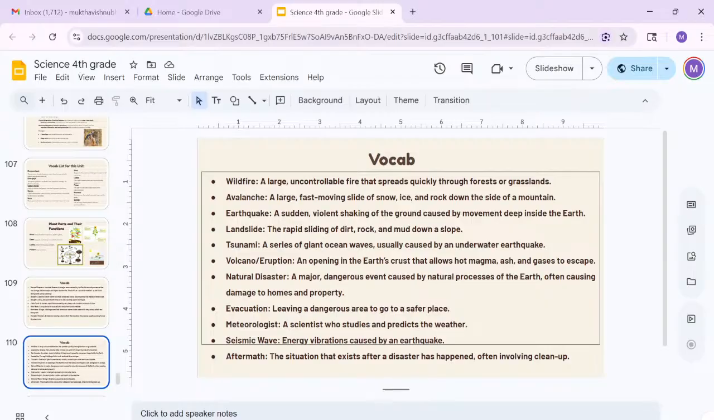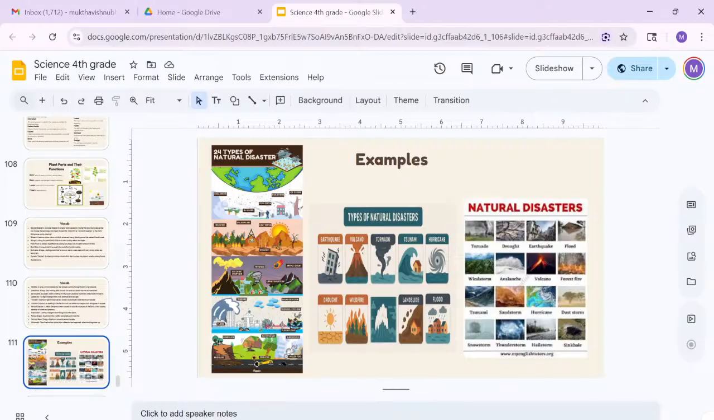Natural disaster again. We already covered that. Evacuation, leaving a dangerous area to go to a safer space. Meteorologist, a scientist who studies and predicts the weather. Seismic wave, energy vibrations caused by an earthquake. And the aftermath is what happens after a natural disaster has happened.